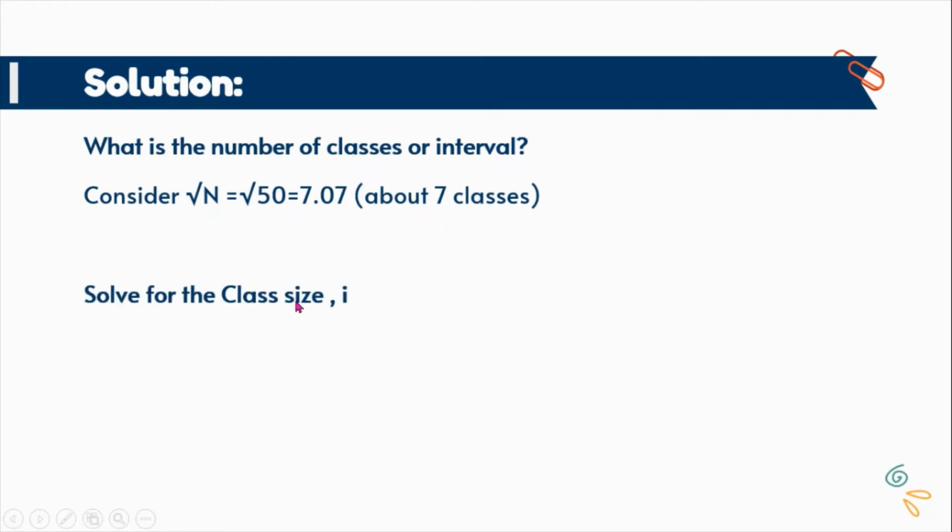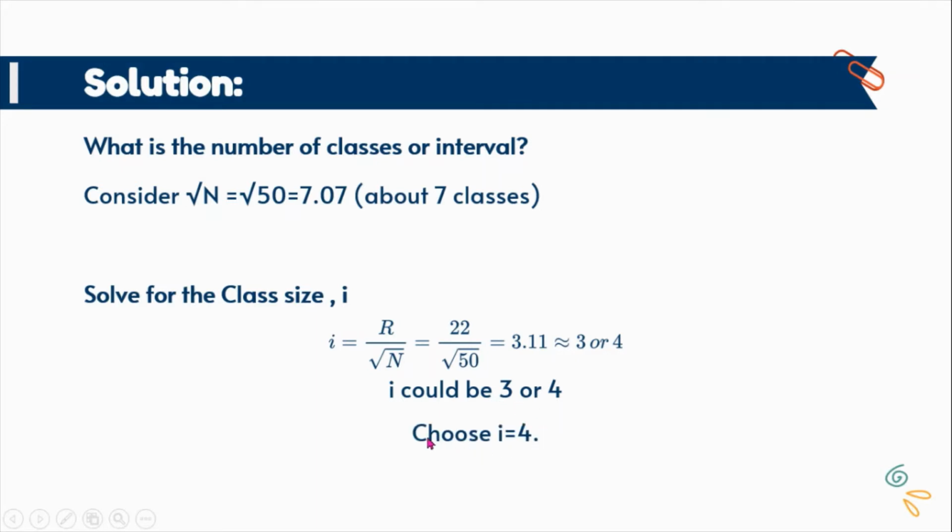Now solve for the class size, or the I. That is the range over the square root of n. Our range is 22 over the square root of 50, since our n is 50, and that is 3.11, or approximately 3 or 4. So I could be 3 or 4, but here we are going to choose I equal to 4.